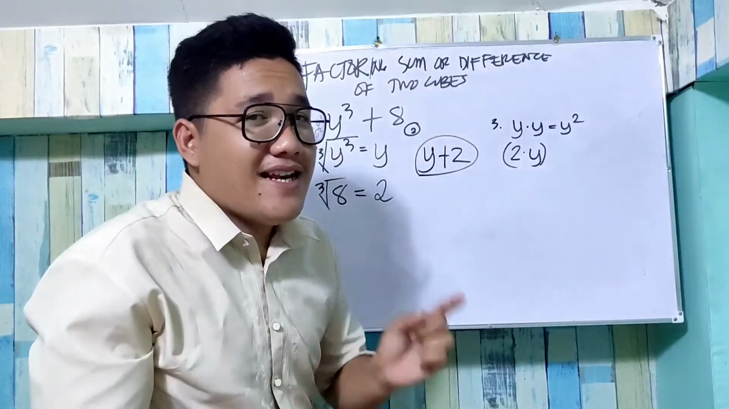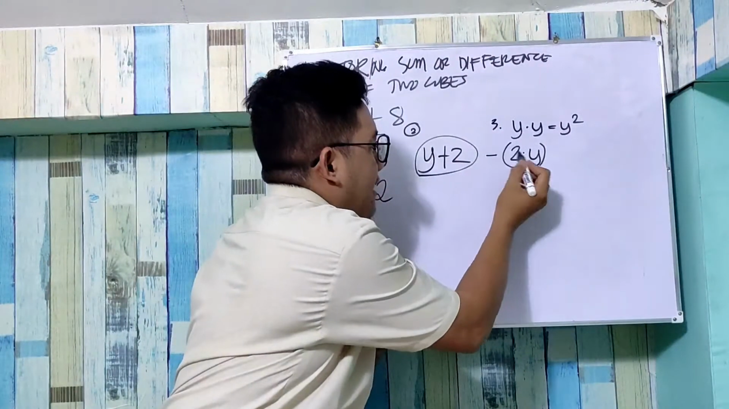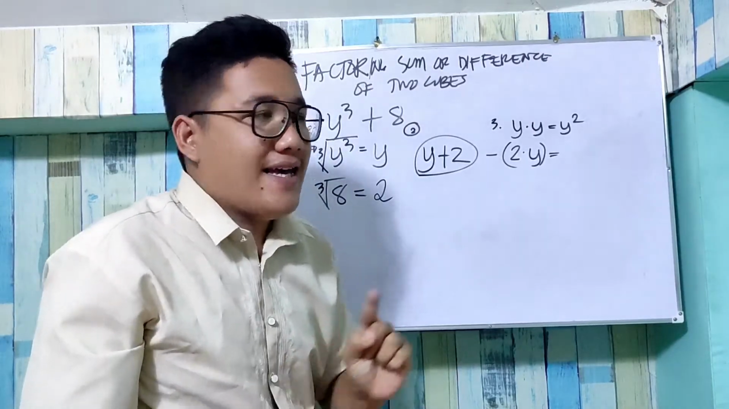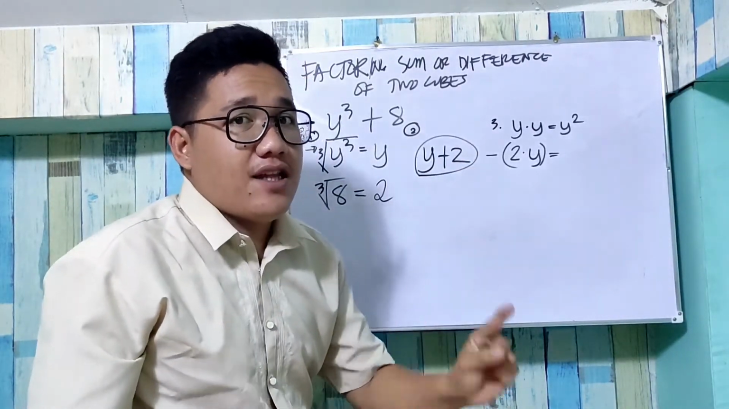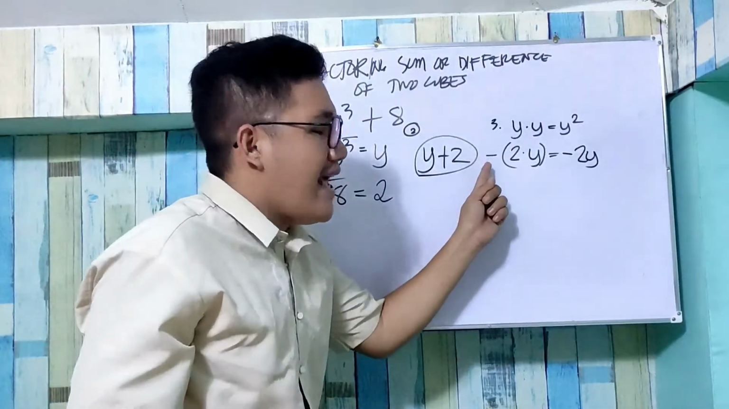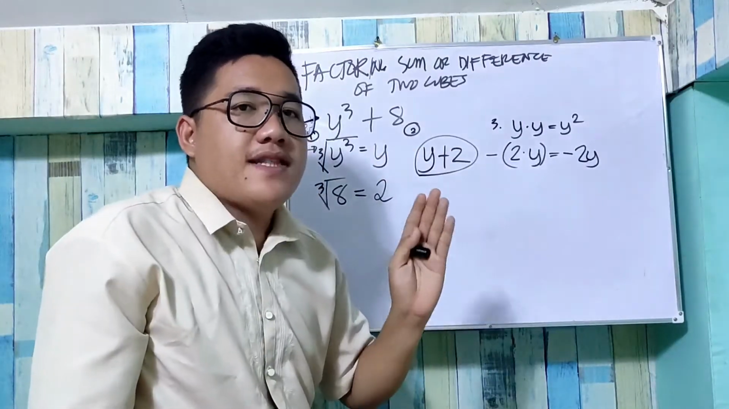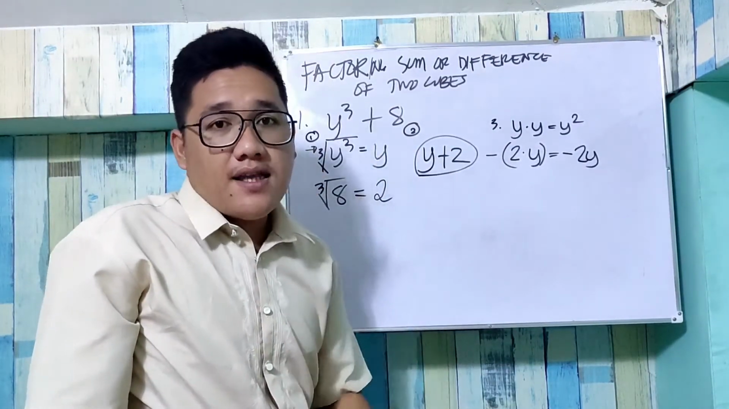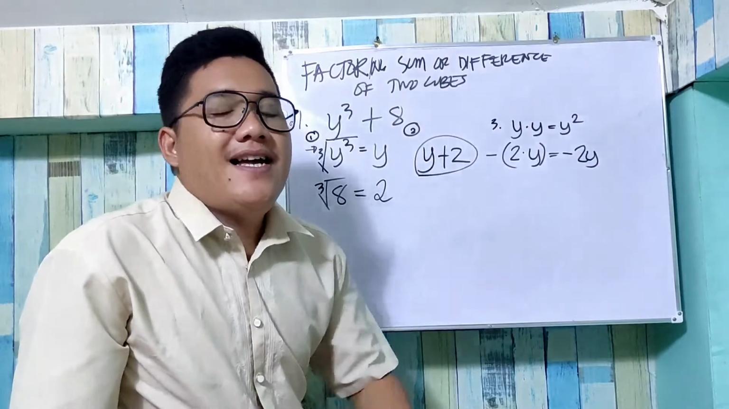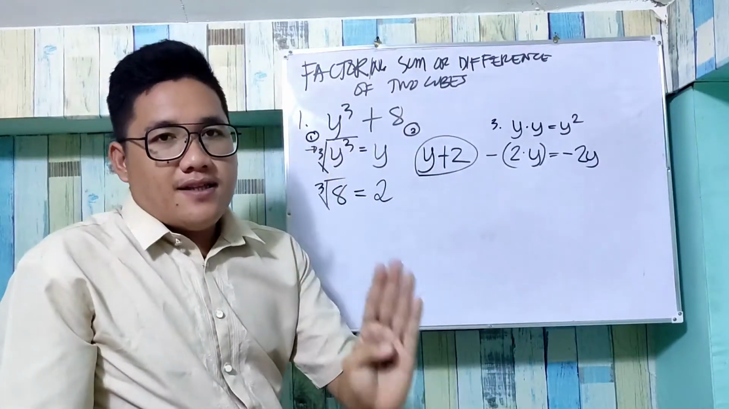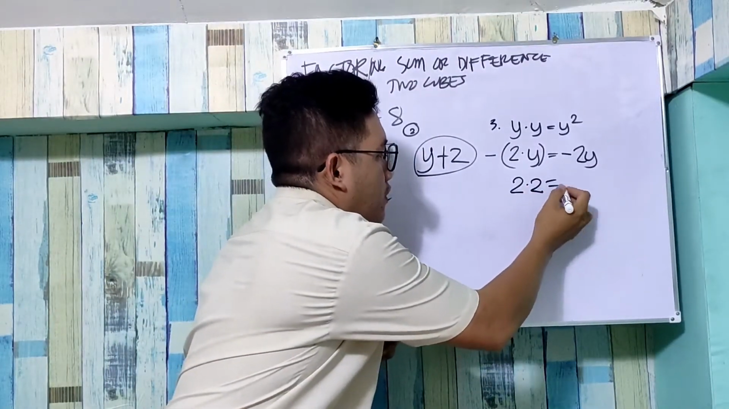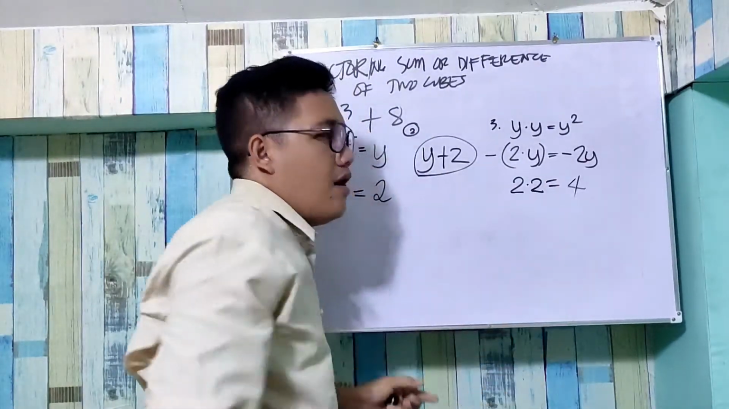And we're going to get the negative product. So, don't forget the negative. 2 times y, okay, that is 2y. Times negative, that is negative 2y. So, huwag niyo pong kakalimutan yung negative because under step number 3, kinukuha natin yung negative product ng cube roots. Next, we are going to square the last or the second cube root, which is 2. 2 times 2, we have 4.